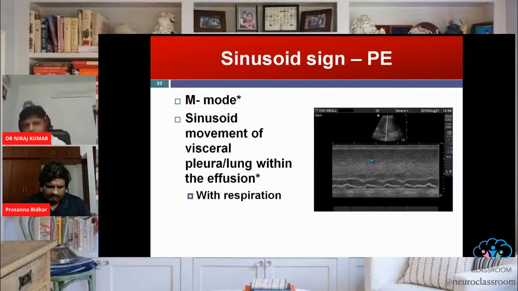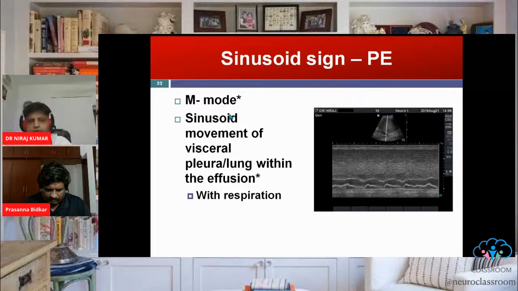Then another important sign is the sinusoidal sign of the pleural effusion. So we have seen this is the fluid in the 2D image. When you put an M mode, then you will get this picture. So what is the sinusoid sign? Sinusoid is also a sign of the pleural effusion. You can obtain this sign in the M mode.